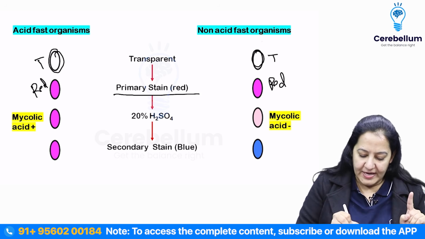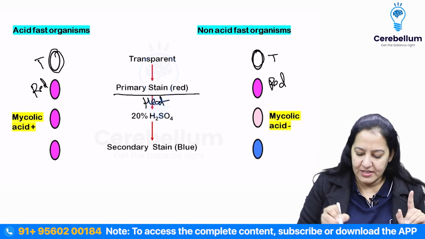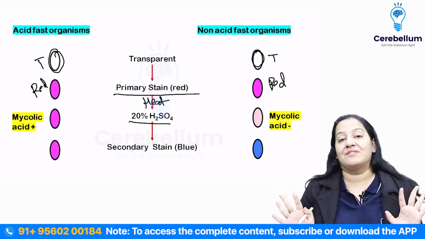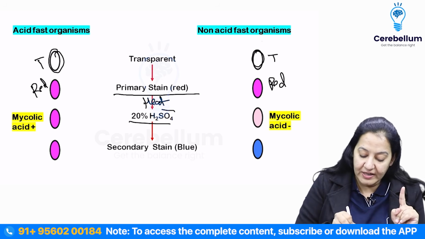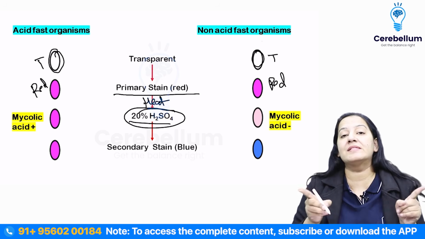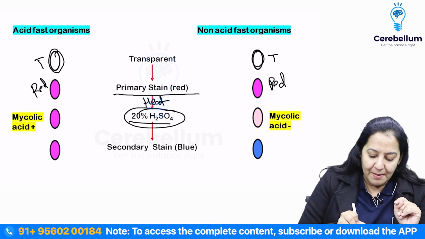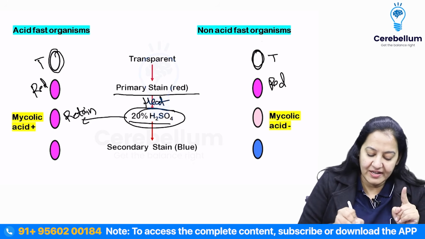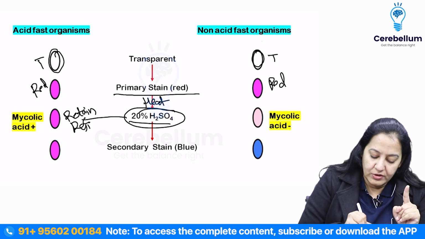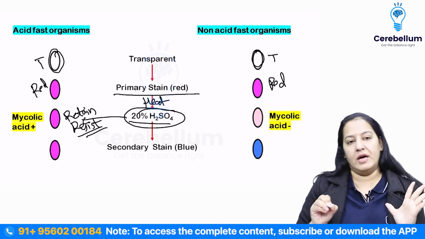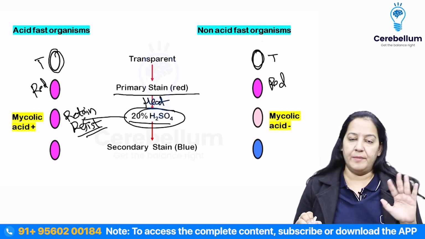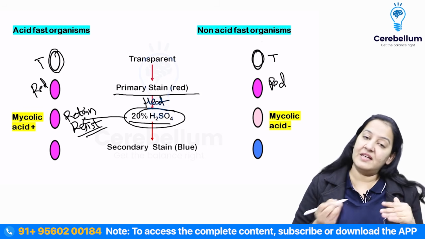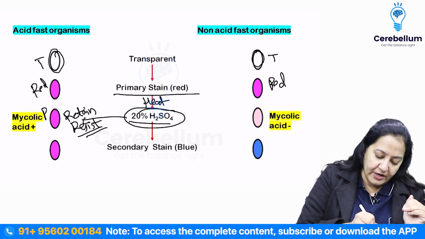Now you give the mordant as heat. The mordant is the heat. So heat is fixing the primary stain. After that you give the decolorizer. The most important step, you give the decolorizer which is 20% sulfuric acid. So there are some bacteria which retain the primary stain, like they are resistant to the acid. They are not getting decolorized by the acid, right? That's why they are retaining the primary stain. That's why they are still red. They are still red in color.